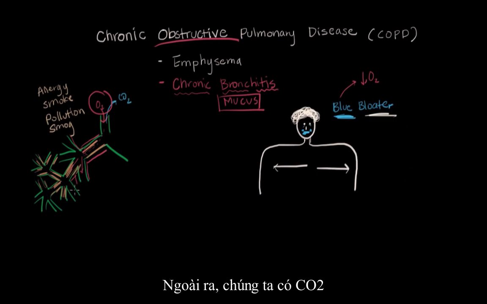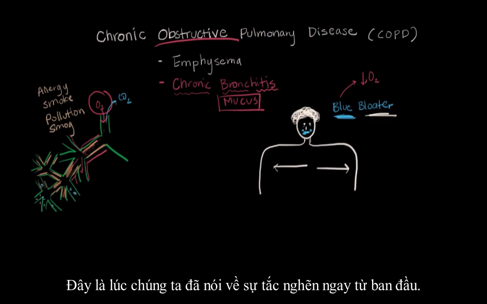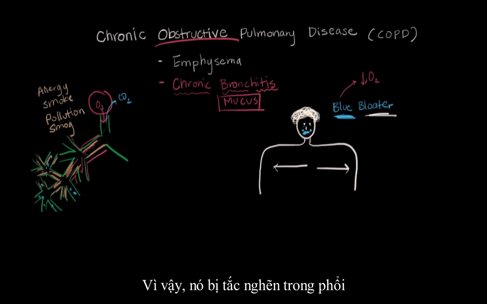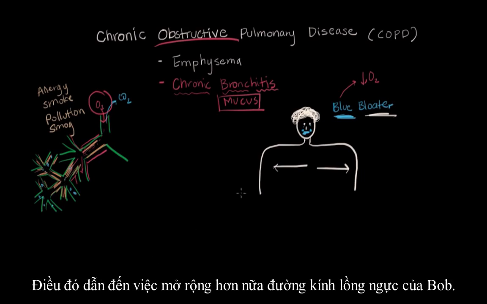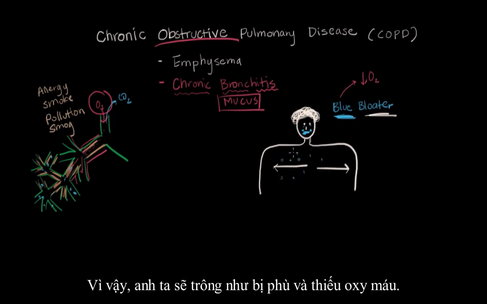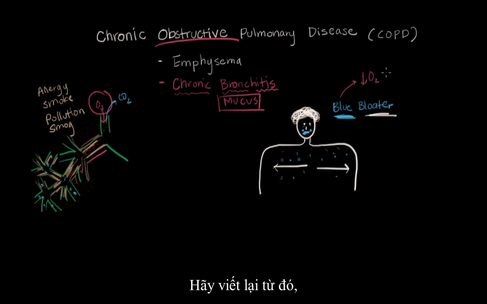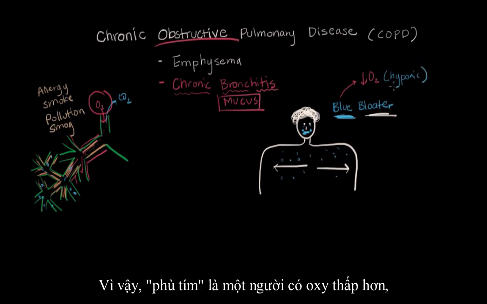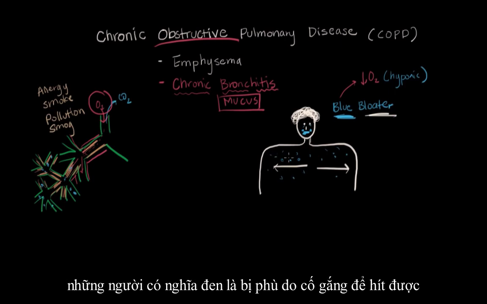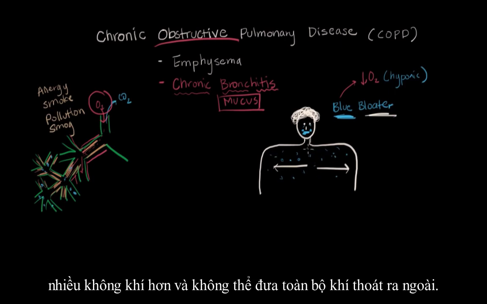In addition, we have carbon dioxide back in the lungs here that is trapped. This is when we talked about obstruction in the beginning. So it's obstructed in the lungs and can't get out as effectively. And that further leads to the expansion of his chest diameter. So he's just going to look bloated and kind of hypoxic. Let's write that word again, which just means lower oxygen. Not enough oxygenation. So blue bloater is someone with lower oxygen who is literally bloated from trying to get more air in and can't get all the air out.